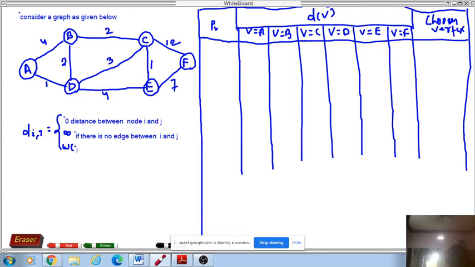It will be weight of i, comma j. It will be weight of ij, w bracket i comma j. It will be weight of ij otherwise. This is the most important. It will be otherwise. So identify the source node.